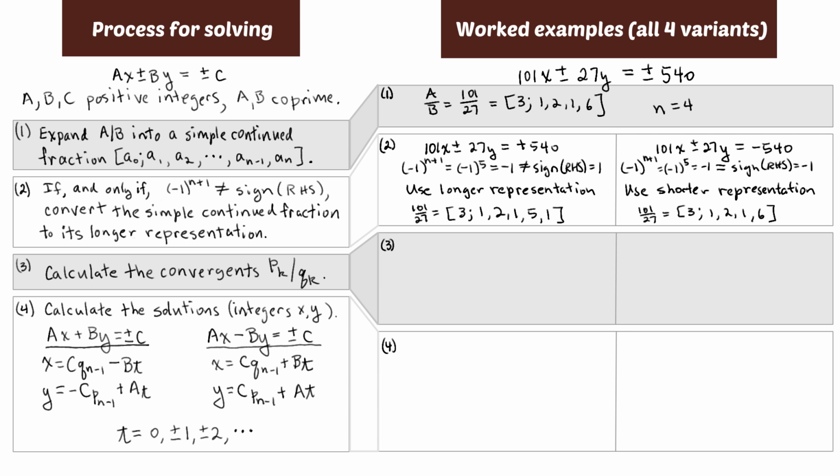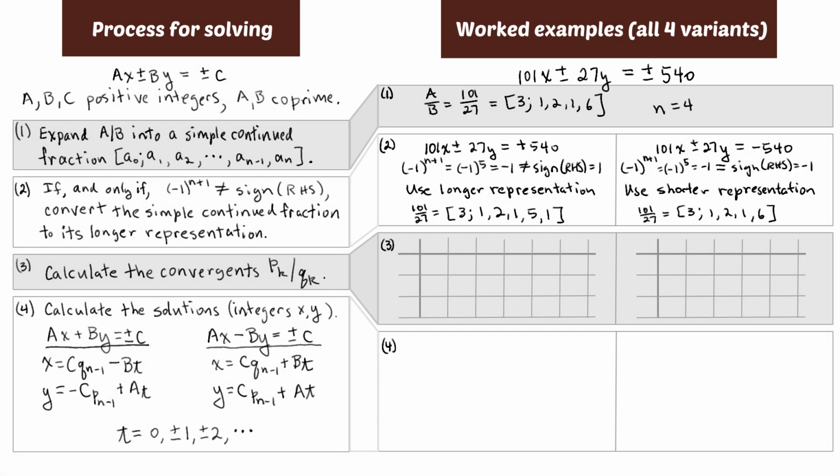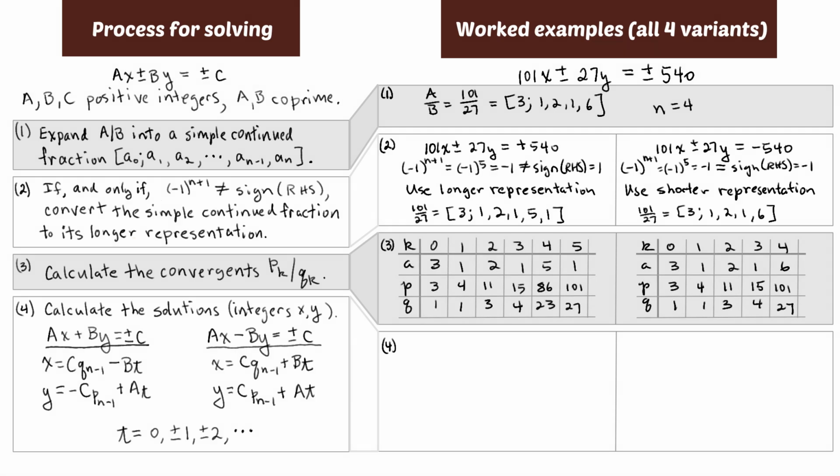In step 3, we calculate convergents for the simple continued fractions. Here are the tables we'll fill in. Notice that the one on the left has an extra column. And here are the convergents. These are the convergents we really care about, the second to last one in each table. These are what we need in step 4 to complete the process.